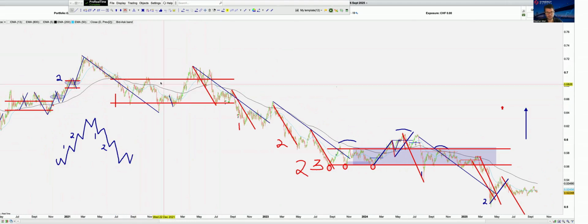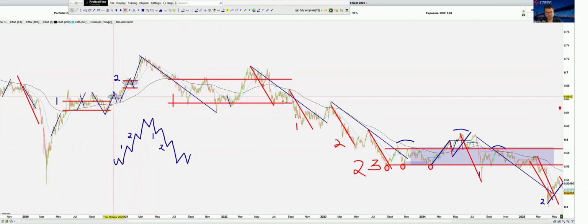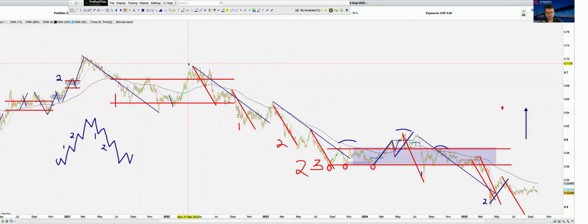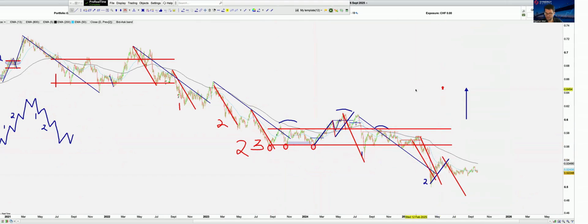So on the way down, it's difficult to see, but this is it. This is a 1, and then within this, you have 1, 2, 3 to the low, makes another consolidation. And in this final trend lower move, you need to see where the trend begins.